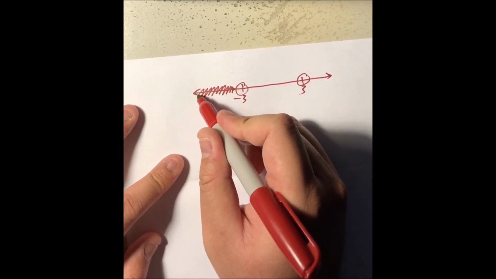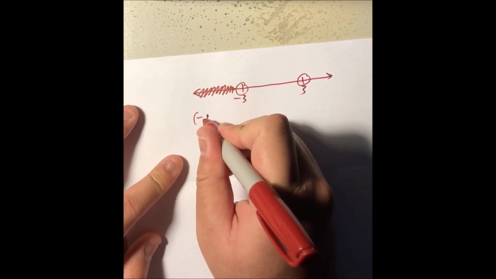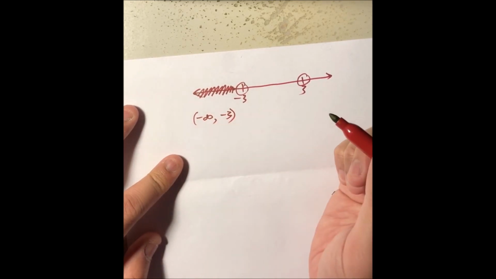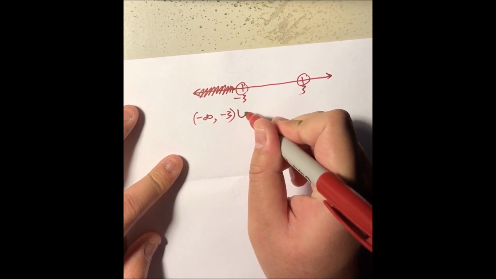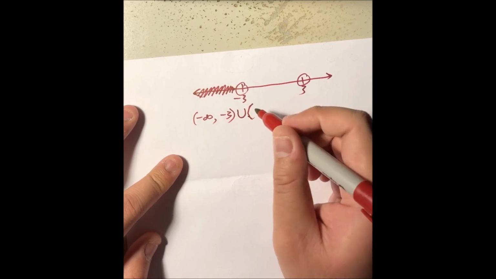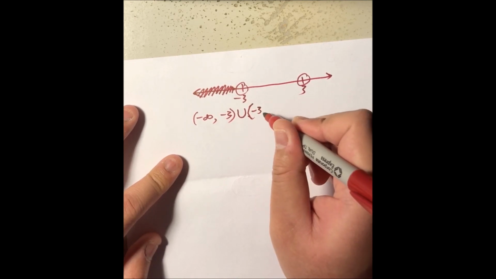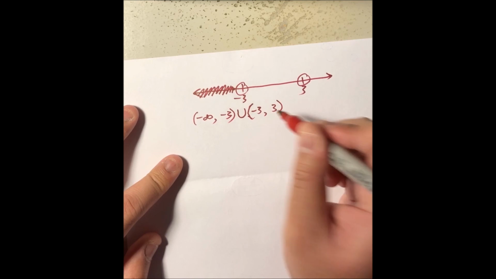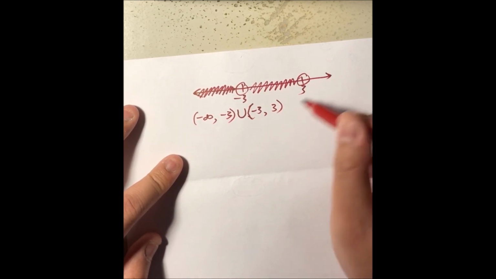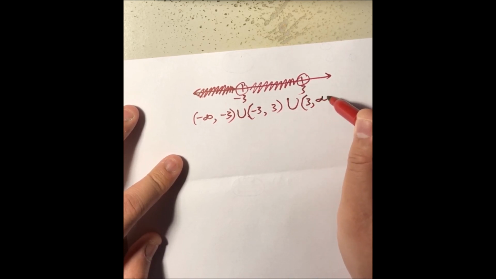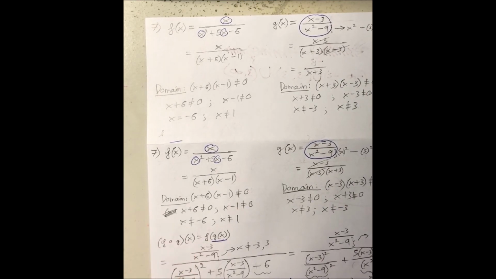From left to right, we have to go from negative infinity up to negative 3. And I put the parentheses because we are excluding it. And then for the next part, we're going to include the union symbol, which stands for or, going from excluding negative 3 all the way to excluding positive 3. So it's this part. And then for this one, union, from excluding 3 all the way to positive infinity. So that's the interval notation of f of g of x.